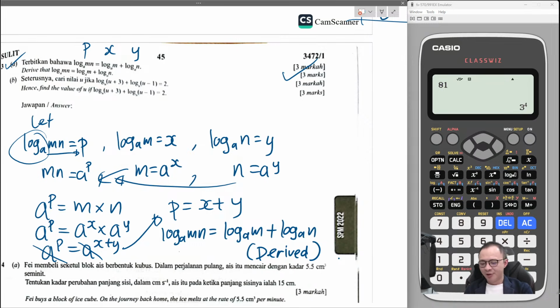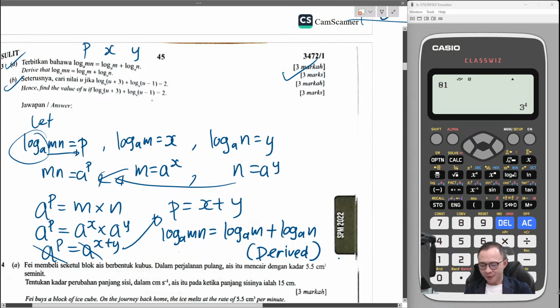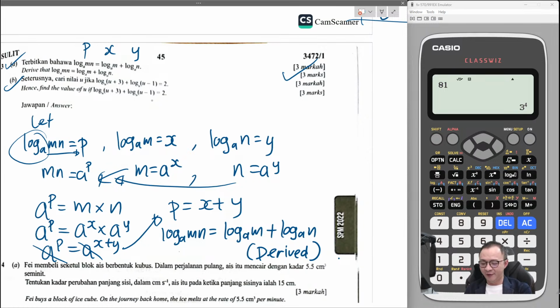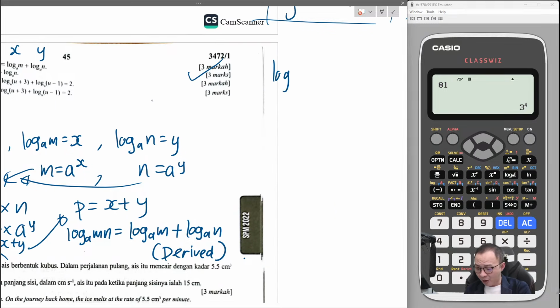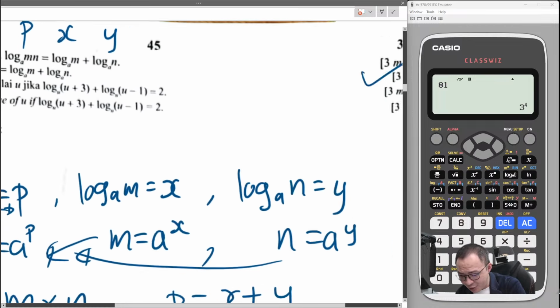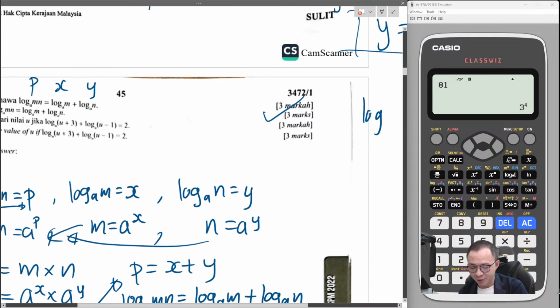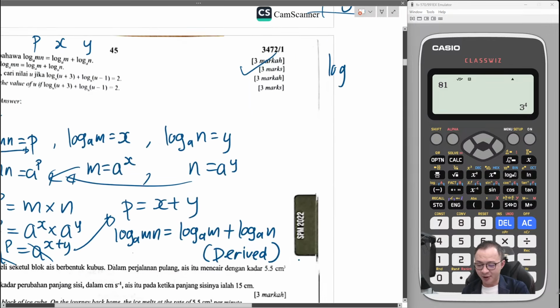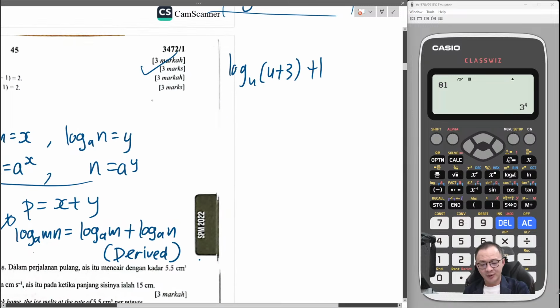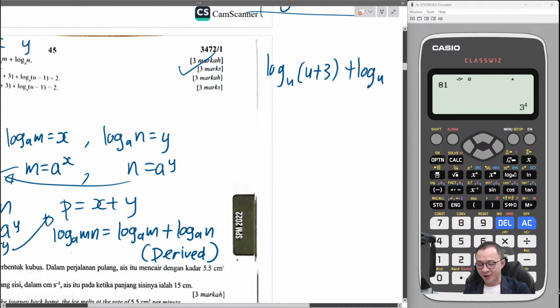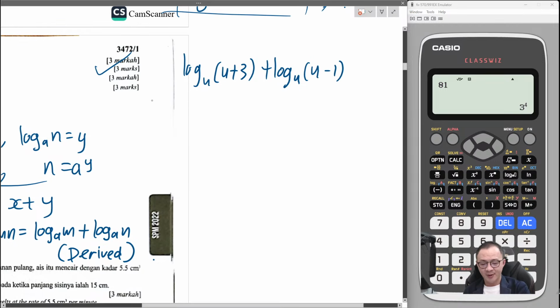Okay, part B. Find the value of u if the whole thing equals 2. Okay, it's not that bad. So we have something like log, is it base u? Yeah, I think it's log base u. The printing is not that clear, but I guess it's log base u. Log base u of u plus 3, plus log base u of u minus 1, is equal to 2.